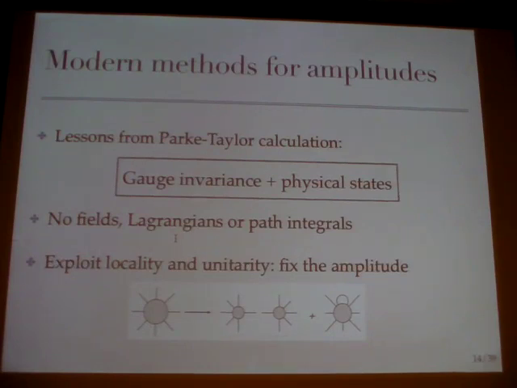Now, the modern methods for calculating amplitudes that came after the Parke-Taylor calculation use the lesson that it's important to stay gauge invariant at all times. The gauge redundancy brings this extra complexity which is not there in the final answer. So stay gauge invariant and use physical states as the external states.